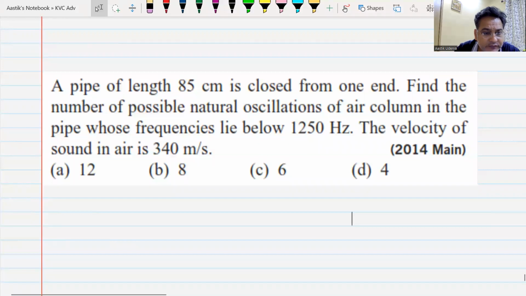This one. A pipe of length 85 centimeters is closed from one end. Find the number of possible natural oscillations of the air column in the pipe whose frequency lies below 1250 hertz. The speed of sound is 340 meters per second. Any hope of getting this one? Let's wait for the answer.